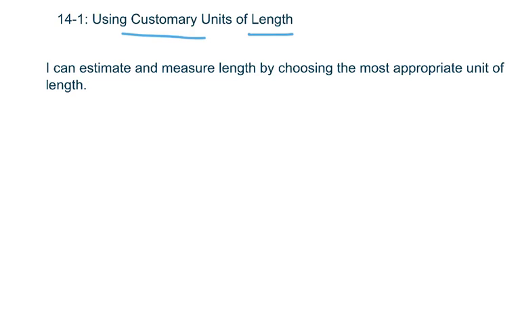Okay, let's jump in. Our first learning goal says, I can estimate and measure length by choosing the most appropriate unit of length. Another word we sometimes hear when we are discussing the measurement of length is distance. Both length and distance are a way of saying how much space is there between 2 points. So it can be something very small, like the length of a skin cell, or it could be something very, very large, like the distance between New York City and Chicago.